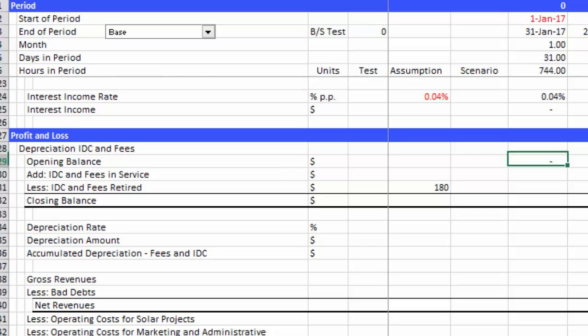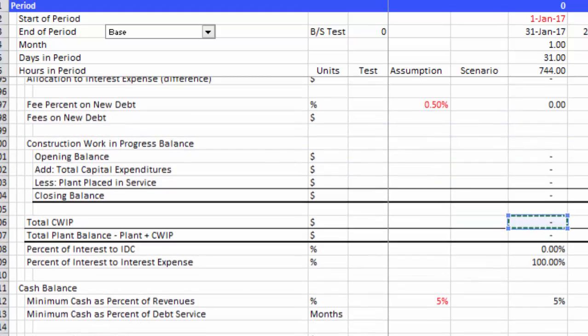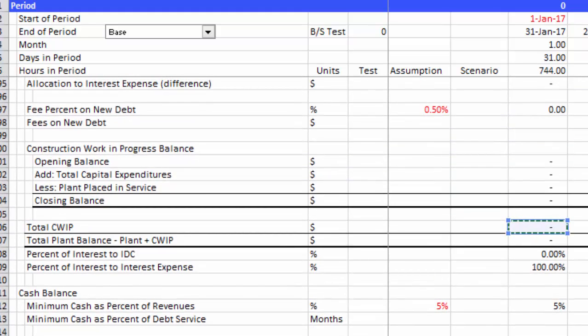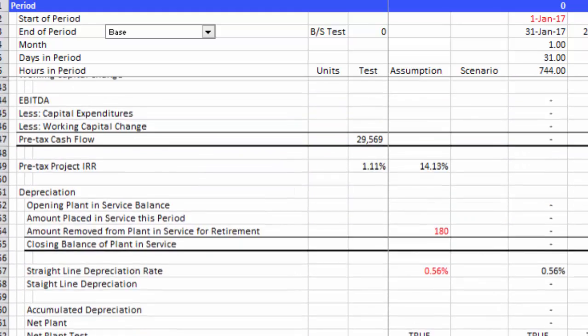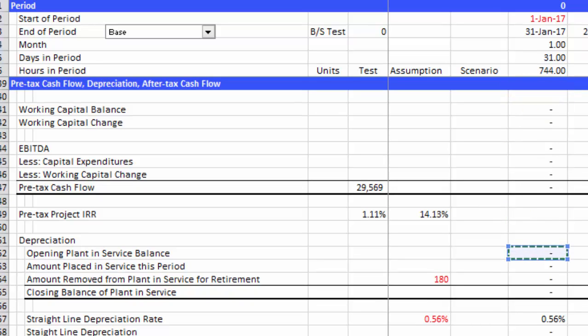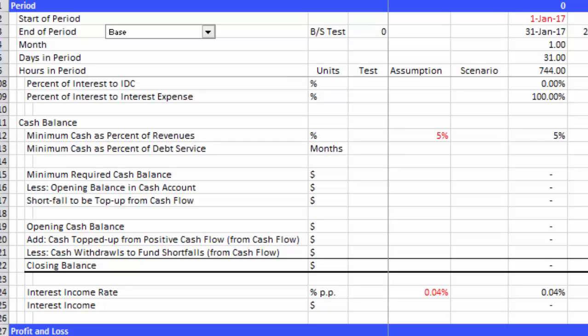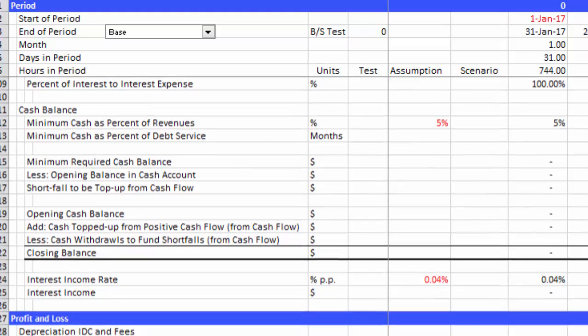Now this IDC and fees, I'm going to leave out just for a minute. This is this plus this. Okay, and the reason is this is such a dangerous place of circular reference happening. Now let's just take the straight line depreciation rate, or any depreciation rate, and then multiply that by the opening balance, just like we did for everything else.